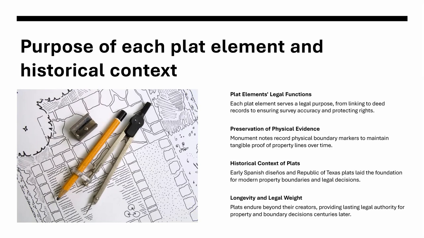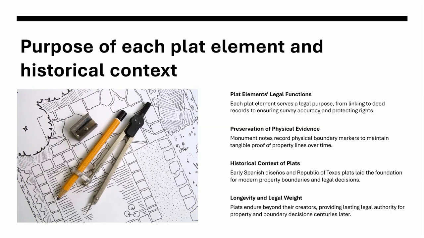Now, I want to stress that these requirements are not just a checklist. Each one preserves the truth. The title block ties the plat to the deed records. The basis of bearings explains direction. The closure statement guarantees accuracy. Monument notes preserve physical evidence. Adjoiners prevent overlaps. Easements protect third-party rights. And the legend ensures clarity. Last, the certification makes that survey legally binding.